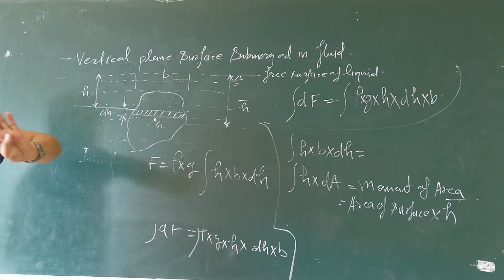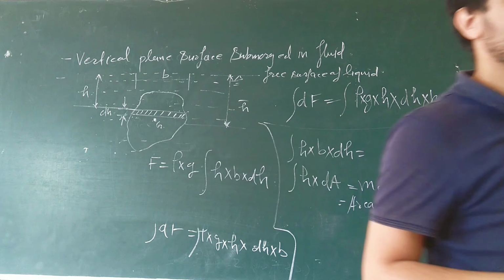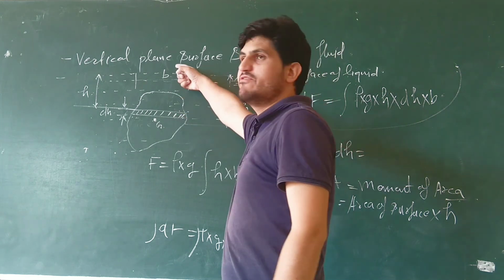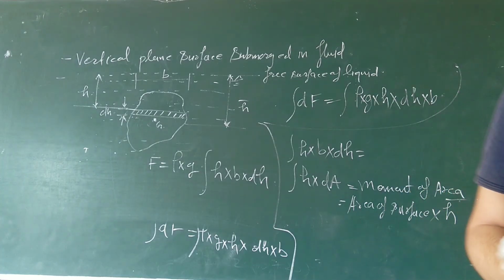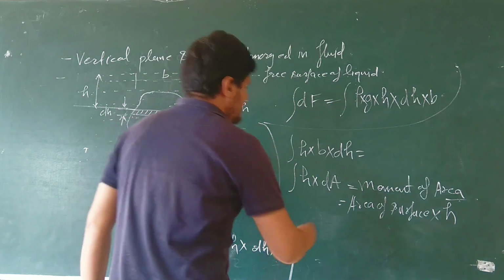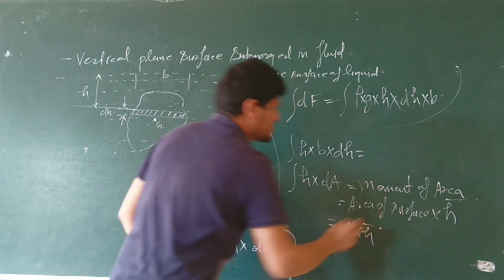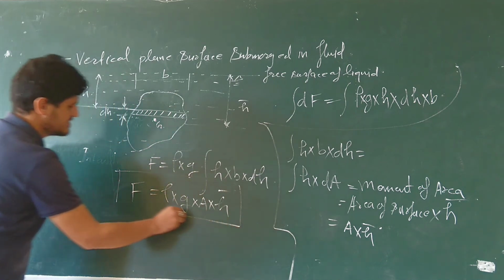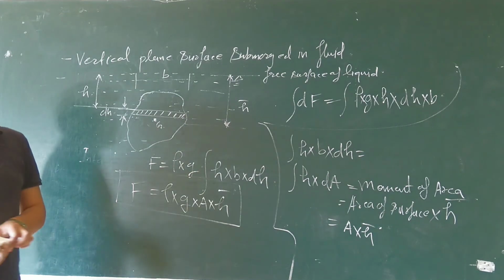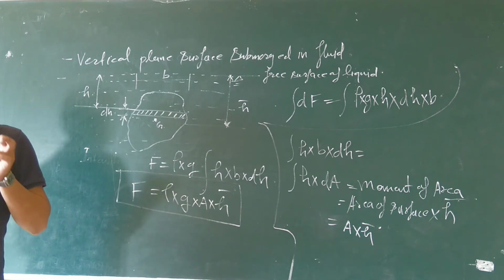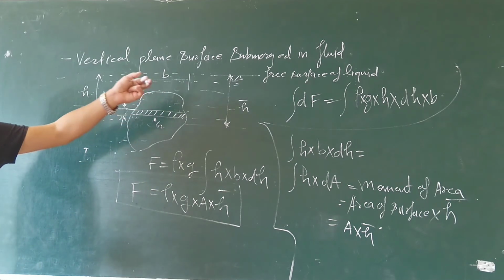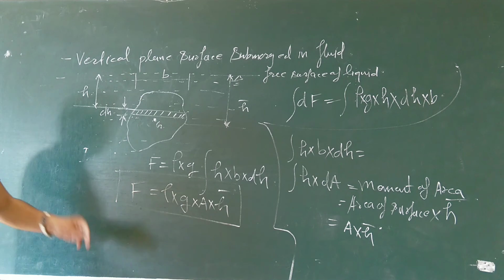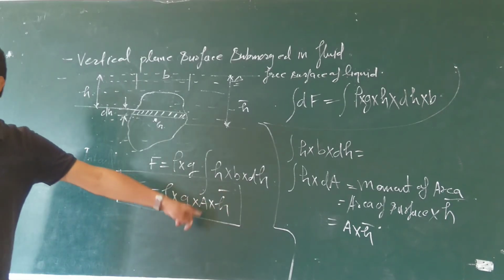Okay, so we are considering this, right? Is that clear? So it will be equal to area of the surface multiplied by distance of center of gravity from the free surface of liquid. So A into h bar, I can write it here as A into h bar. Okay. So this is the total force which is acting on this vertical surface. Okay. What is the total force which is acting on this vertical plane surface which is submerged inside a static fluid? It is equal to F equal to rho into g into A into h bar.